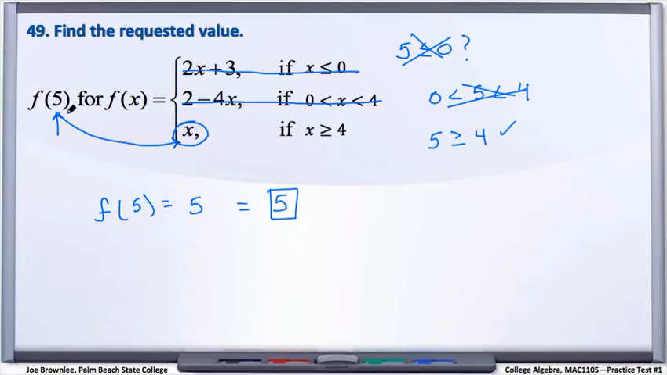Again, if we had some other x value that we were going to be plugging in, we may have to use one of these other two pieces depending on what the x value was. But in number 49, they want us to find f of 5, which means we're using this last piece here of the piecewise function. We're plugging in 5, and we get out 5. And so there's number 49.